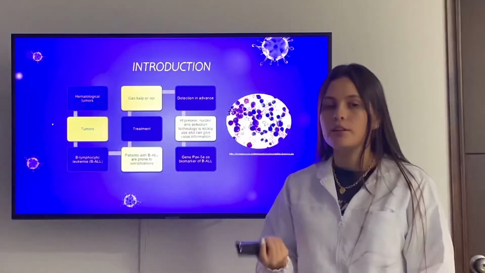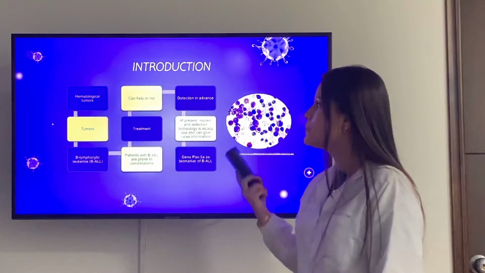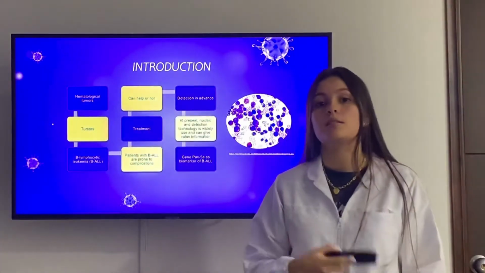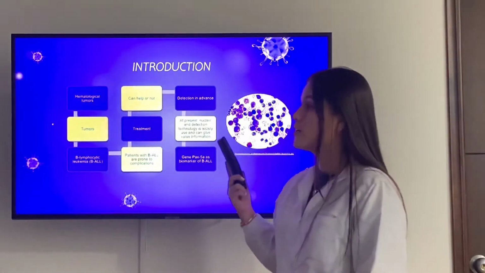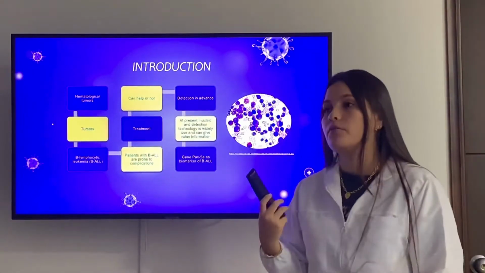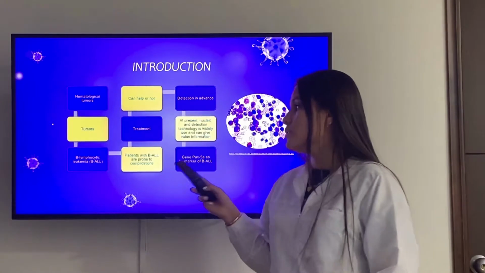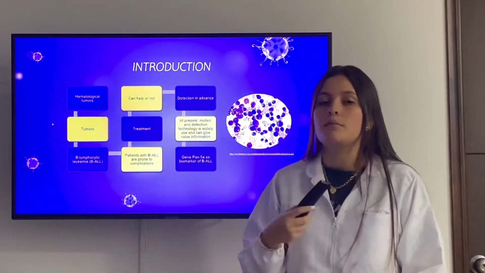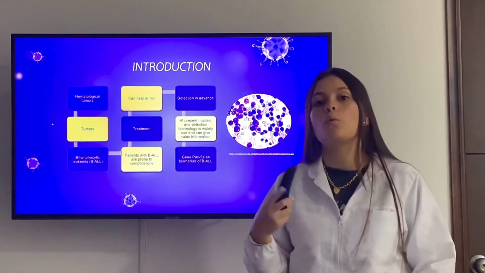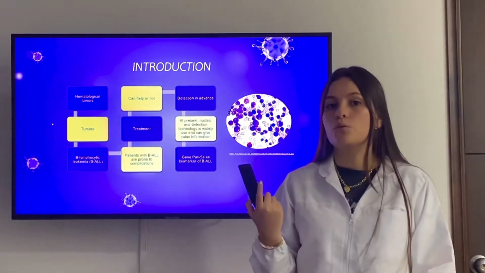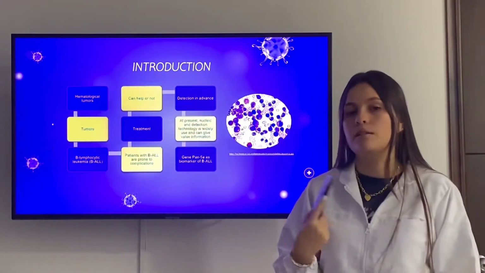So let's start. First of all, we have to know some concepts to understand what the authors did in this investigation. We have the hematological tumors, which are a kind of malignant proliferation of the hematopoietic system. B lymphocytic leukemia is a kind of disease where our bone marrow produces too many cells called lymphocytes.